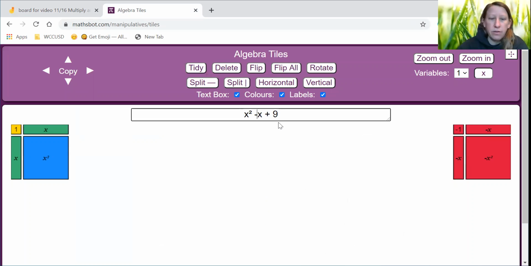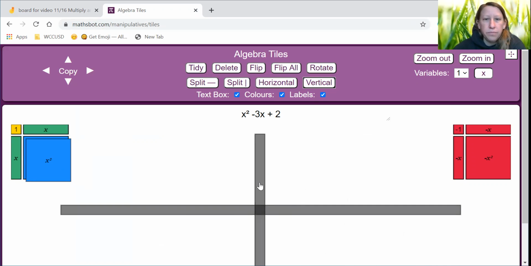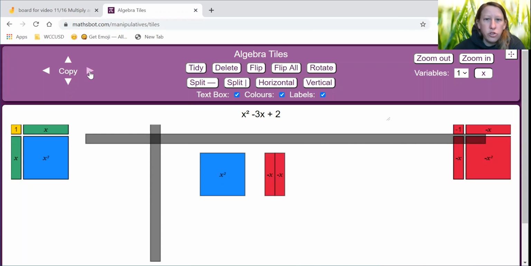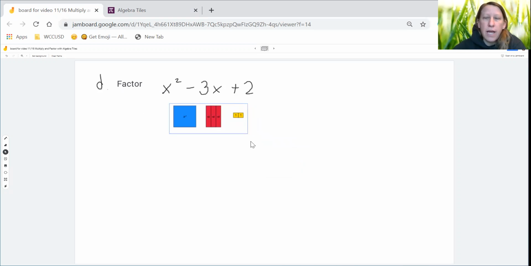X squared minus 3x plus 2. Build it. We got it. I'll put my horizontal on my vertical. X squared minus 3x plus 2. Okay. And now I'm trying to make those fit. So that's what it looks like with algebra tiles. And I'm trying to work this problem backwards. I'm trying to factor it. So I'm looking for the sides of the rectangle that give me this for the answer.